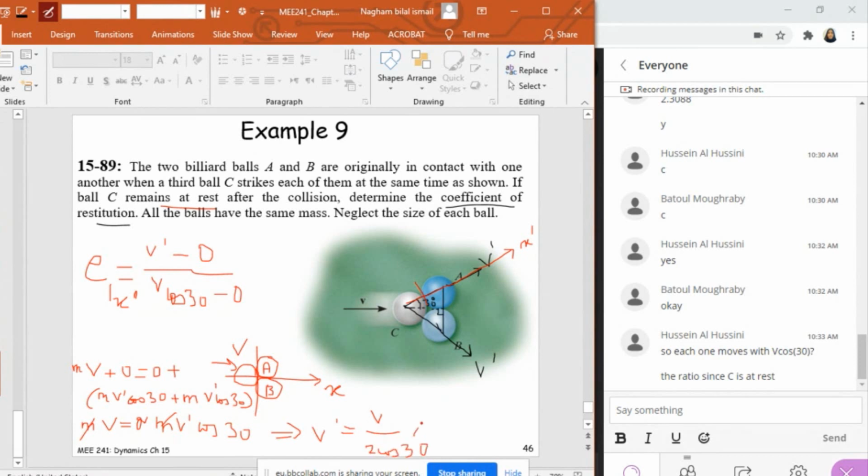So let's substitute this in this equation. V over 2 cosine 30. So it will be V over 2 V cosine 30 squared. Then, guys, E will be 1 over 2 cosine squared 30. Right? So it's somehow tricky, but it's okay. Okay, guys? So this is for example 9.